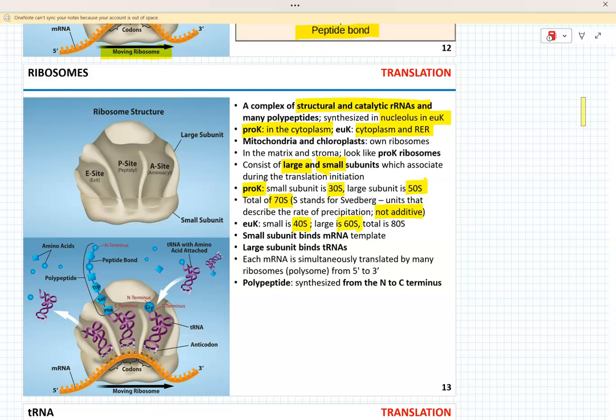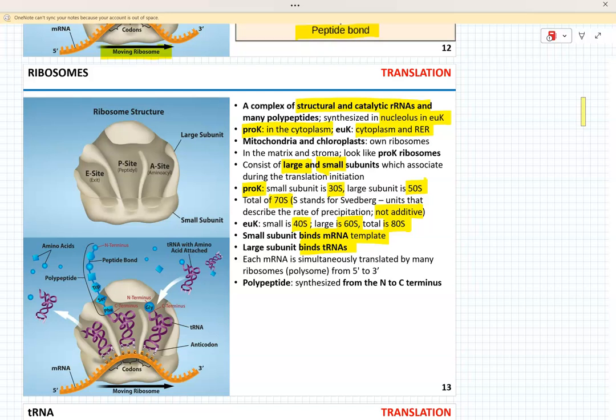The large subunit is 60 Svedbergs. When they are combined together, the ribosome has a sedimentation rate of 80 Svedbergs. The functions of the small and large subunit are quite distinct. The small subunit binds the mRNA, while the large subunit binds transfer RNAs and synthesizes a polypeptide.